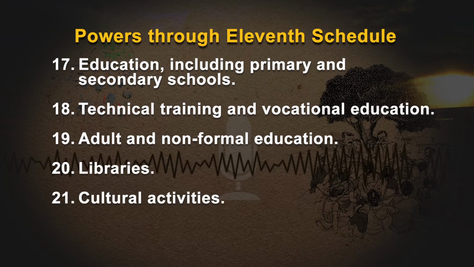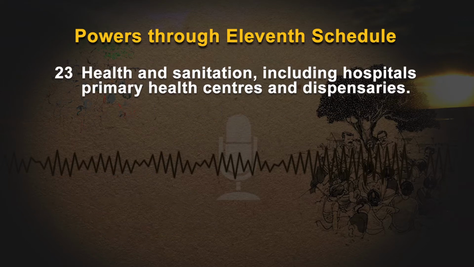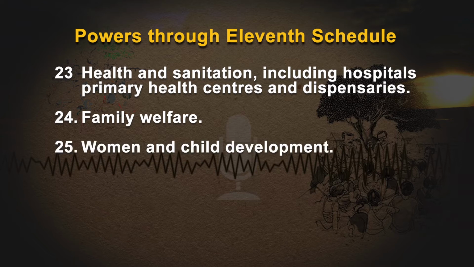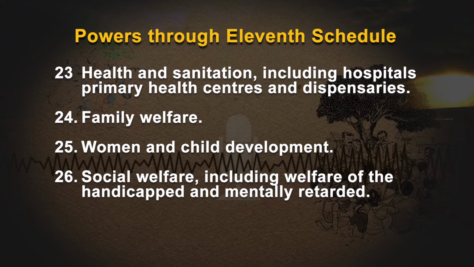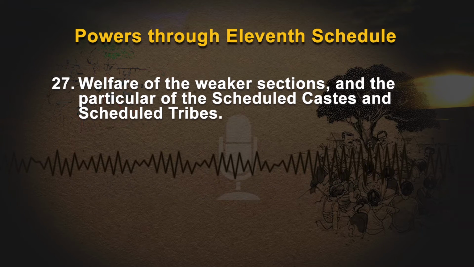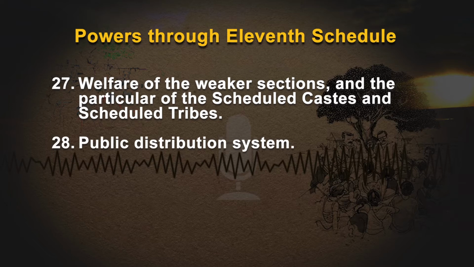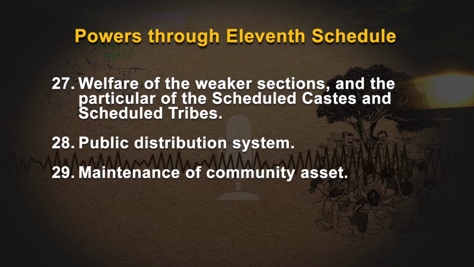Cultural activities. 22. Markets and fairs. 23. Health and sanitation including hospitals, primary health centers and dispensaries. 24. Family welfare. 25. Women and child development. 26. Social welfare including welfare of the handicapped and mentally retarded. 27. Welfare of the weaker sections and in particular of the scheduled castes and scheduled tribes. 28. Public distribution system. 29. Maintenance of the community assets.